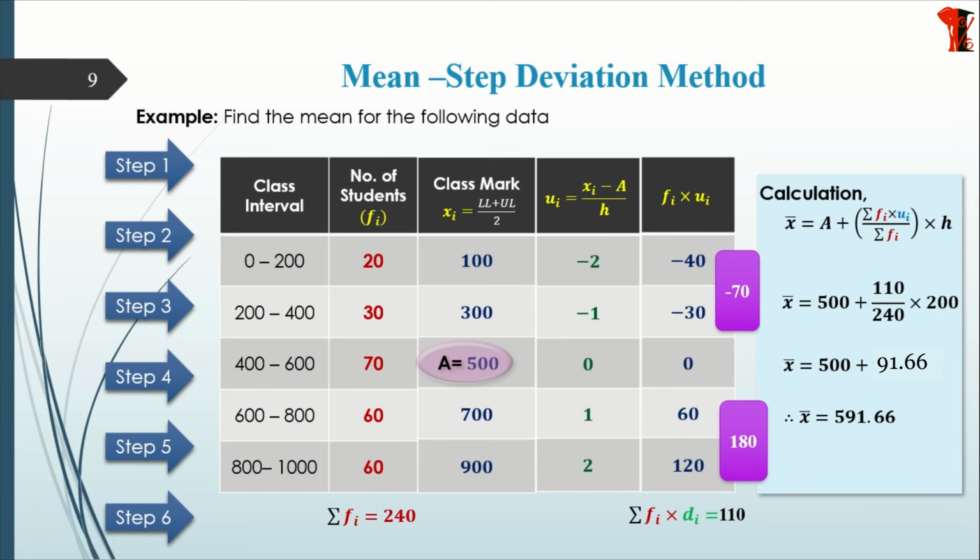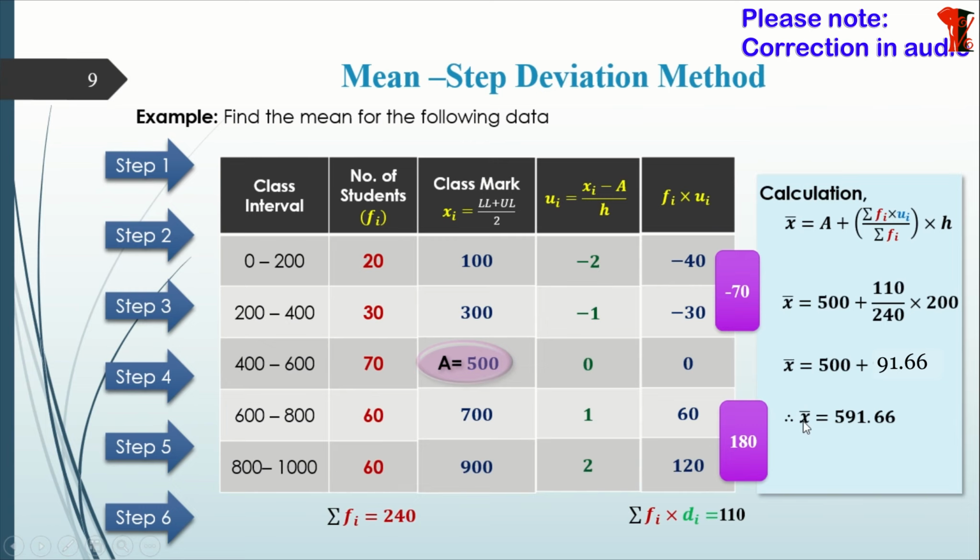Then the first step is to simplify these things. 110 by 240 into 200. Solve this: cancel 0 and 0, you get 11 by 24, then cancel 24 and 200, and you get 9.16. Then x bar is equal to 500 plus 9.16, that is 509.16. That is the answer we get.